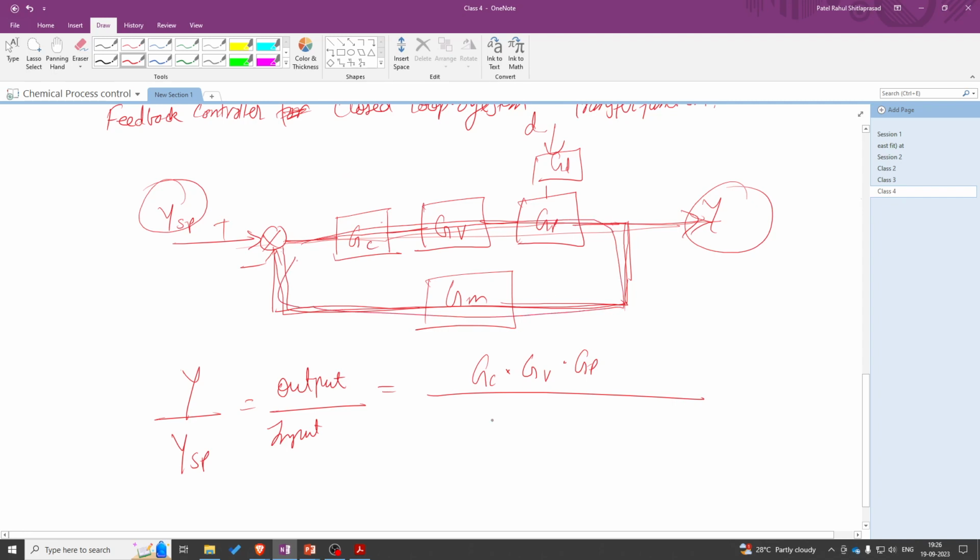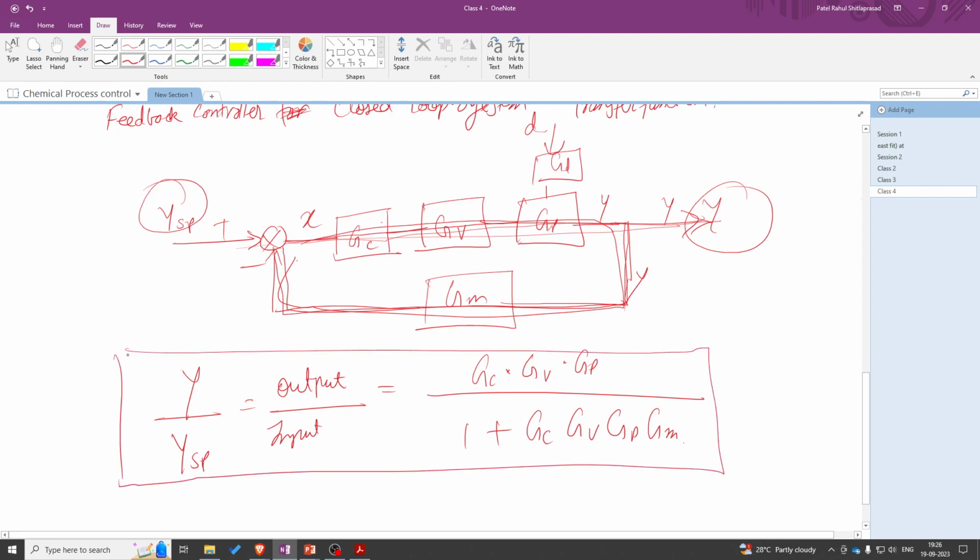That is, it will ultimately become 1 plus GC, GB, GP and GM. So you can try solving this in the lengthy way. If this is Y, so this will also be Y. Then let's consider this was some variable X, so this will become GC times X, then this will become GV into GC times X. Similarly, you can find the set of equations and then you will ultimately reach these final equations.